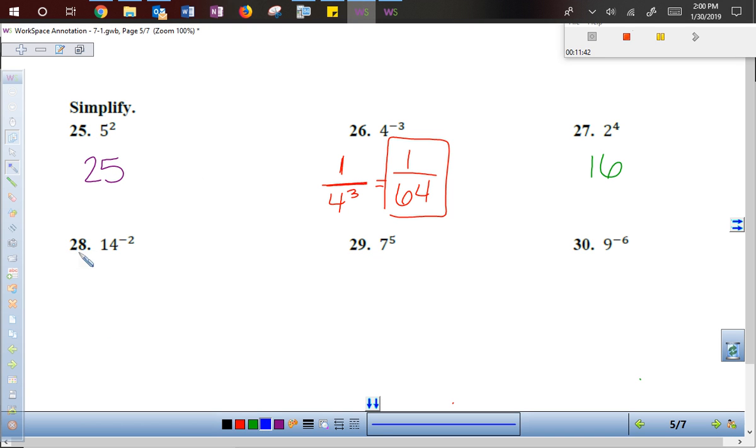On number 28, I have a negative exponent, so I need to move it to the denominator, and that's going to be equivalent to 1 over 14 squared. Now we should know what 14 squared is. If we raise 14 to the second power, we'll get 196, so that's going to give me a result of 1 over 196. Next, I'd like to pause the video and do 29 and 30 on your own.